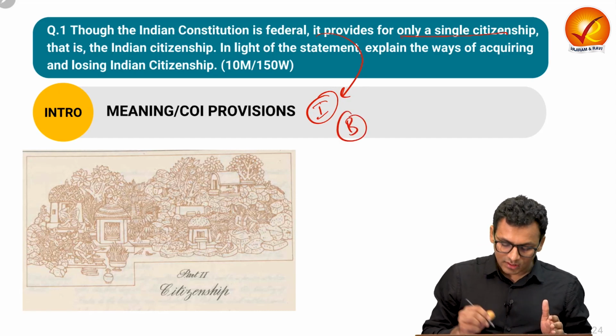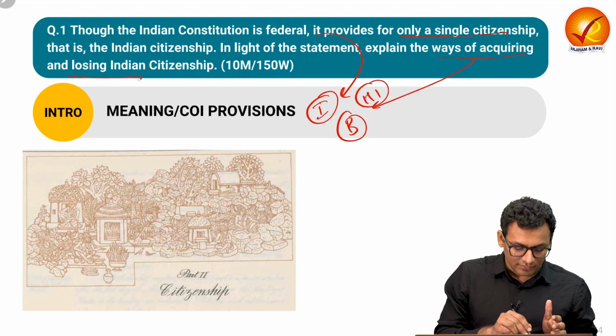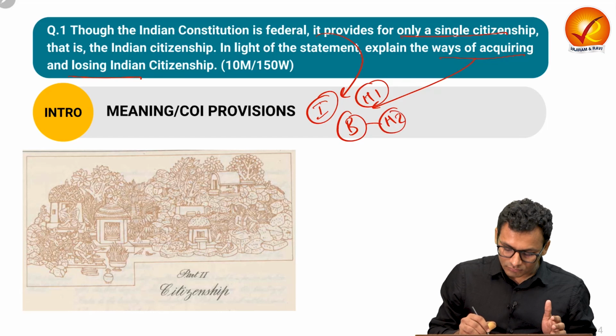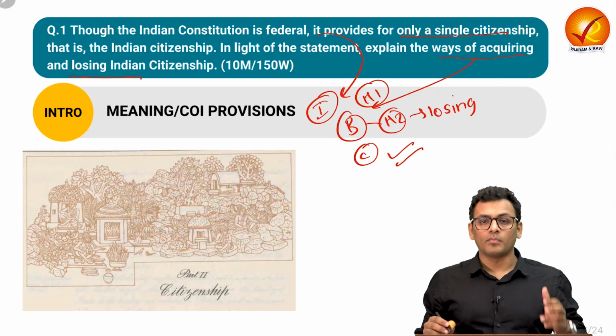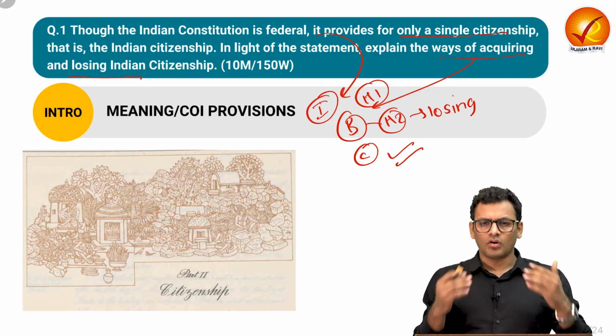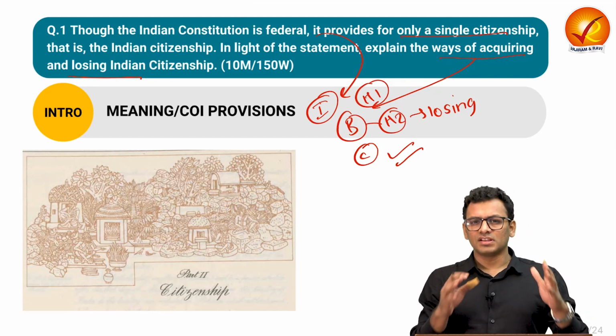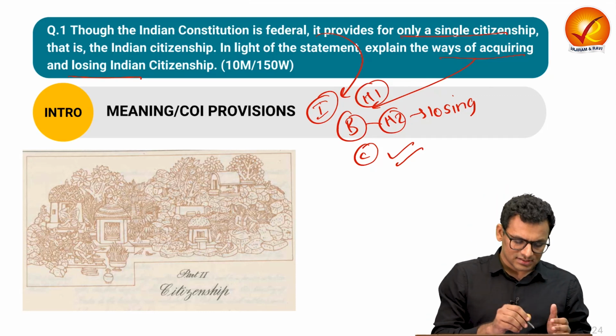In the body, we have two major demands. We will talk about ways of acquiring, which will be heading 1, and ways of losing. And in the conclusion, over here, we have the opportunity to talk about how the idea of citizenship is also dynamic and changing with the course of time. So that is something we will write in the conclusion. Let us start with the introduction.